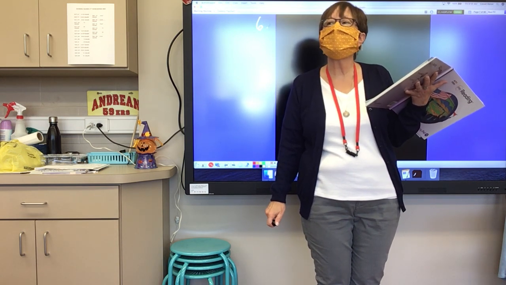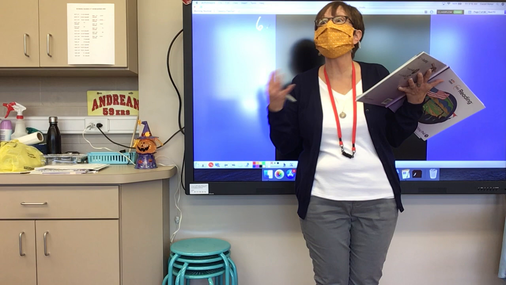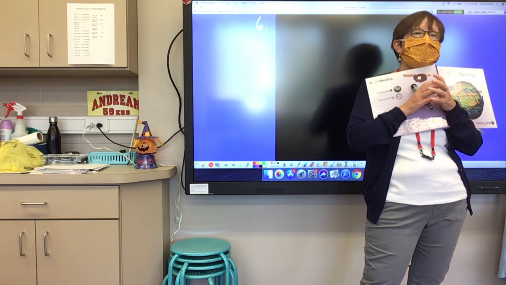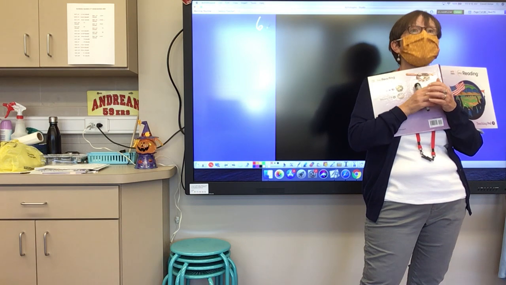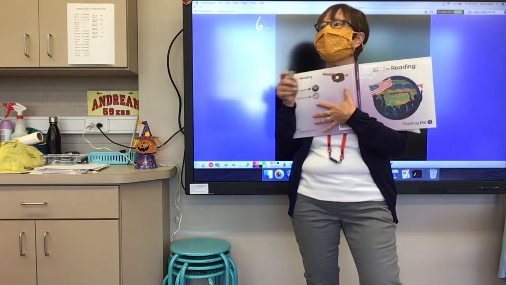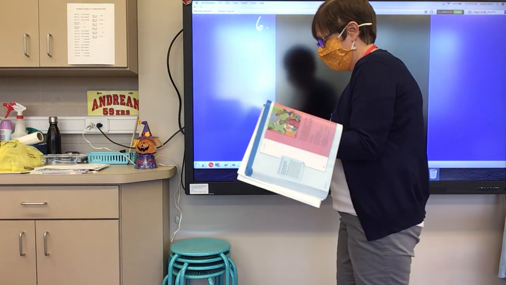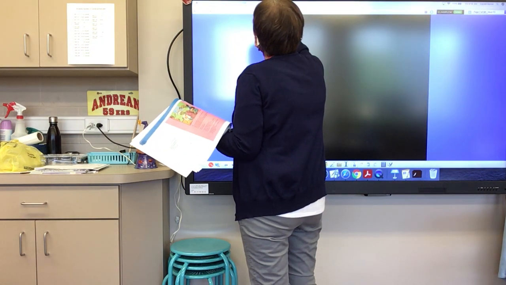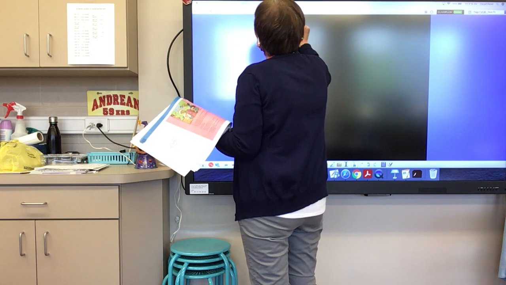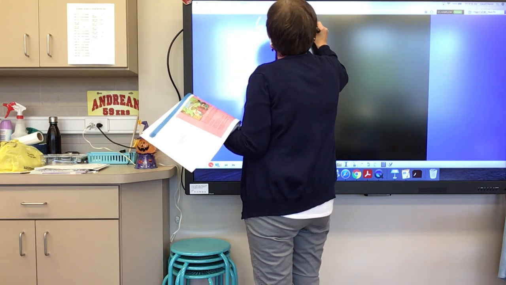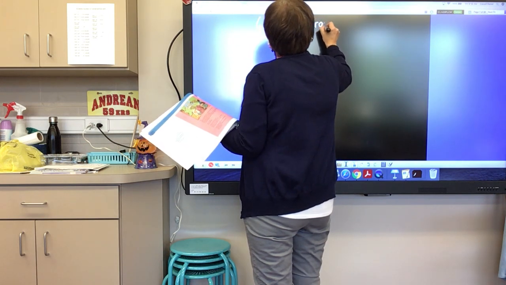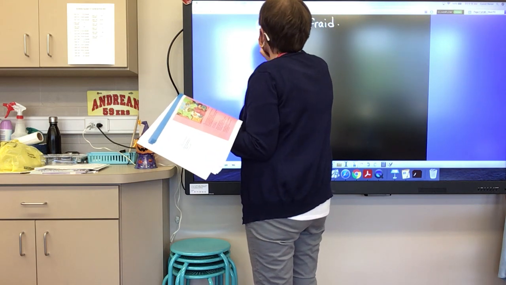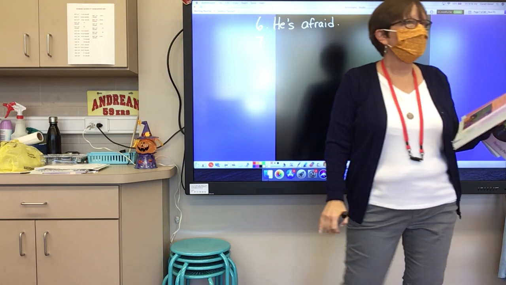It doesn't really mean that he can't move. It means something different from that. Libby, what does that mean? He's scared. That's what that means. He's afraid. He's scared. Good. It means he is afraid.